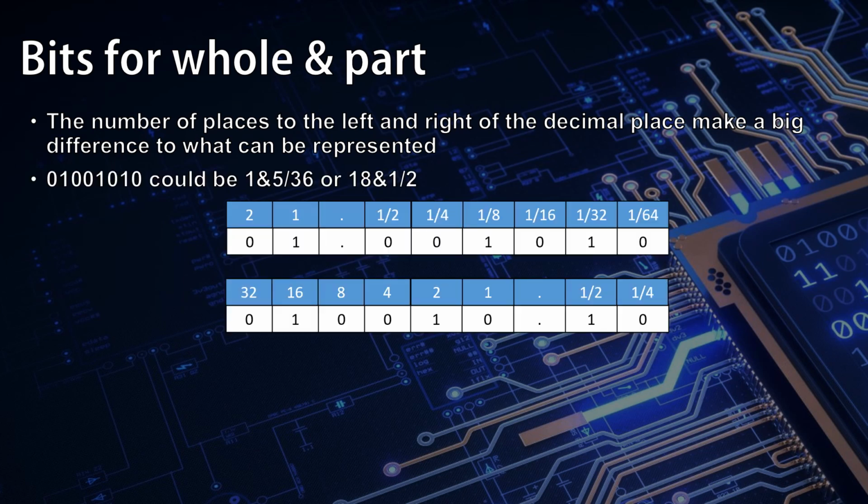For instance, 0100 1010 could be 1 and 5/36 if we use 2 bits for the whole number part and 6 bits for the fractional part, whereas if we're using 6 bits for the whole number and 2 bits for the fractional part, that would be 18.5. You need to be able to calculate the correct denary equivalent of a binary number given how many bits of the binary number represent the whole number and how many bits represent the fractional part.